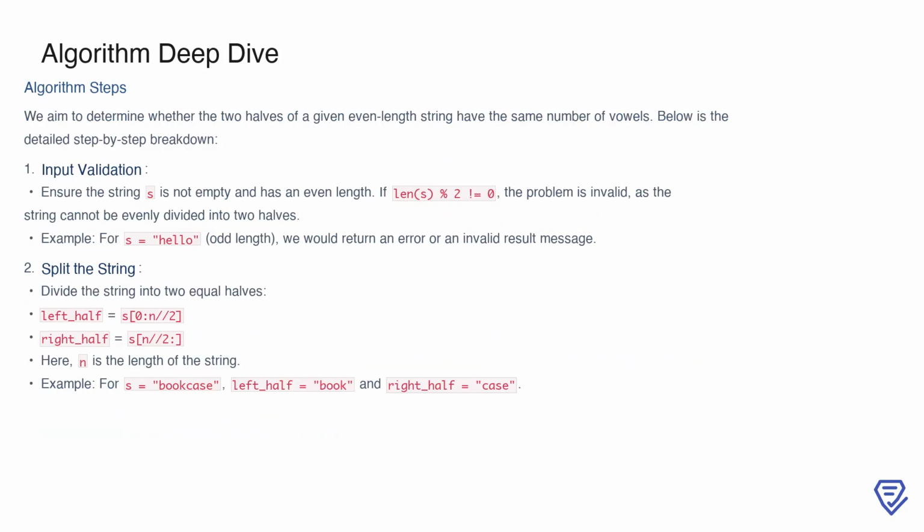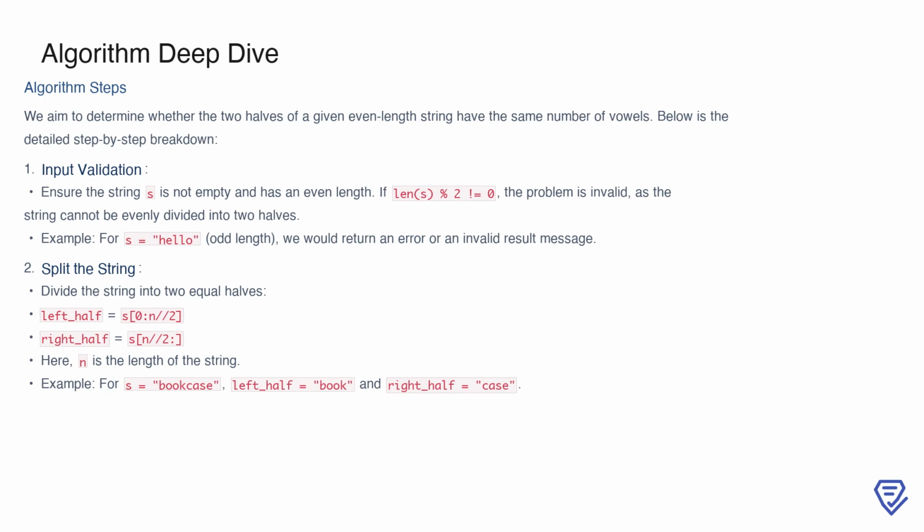To determine if the two halves of a given string are alike in terms of vowels, we start with a structured approach. First, we validate the input. The string must not be empty, and its length must be even. If the length is odd, such as with the string hello, we can't split it into two equal halves, so the problem becomes invalid. Once the input is valid, we split the string in half.